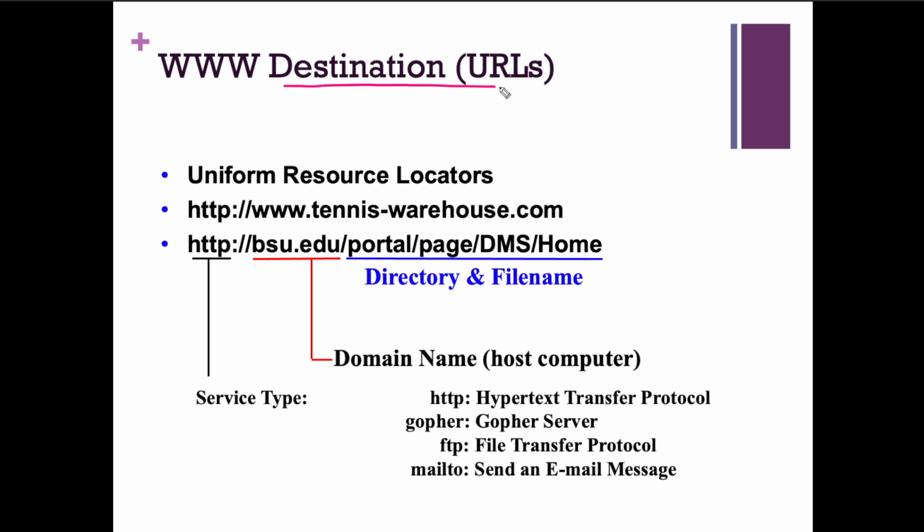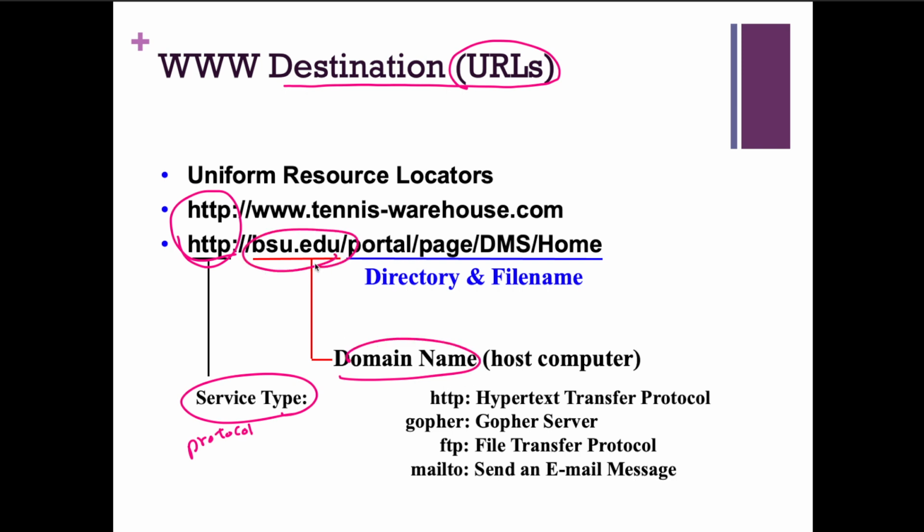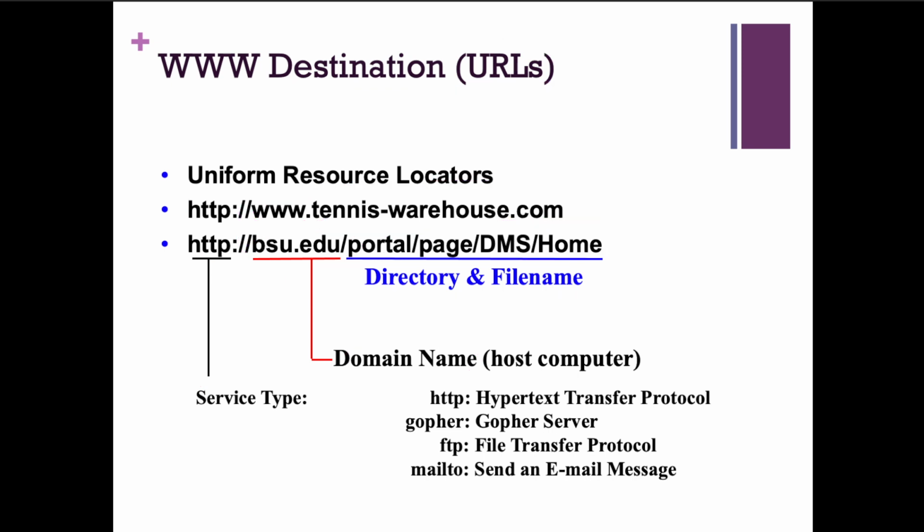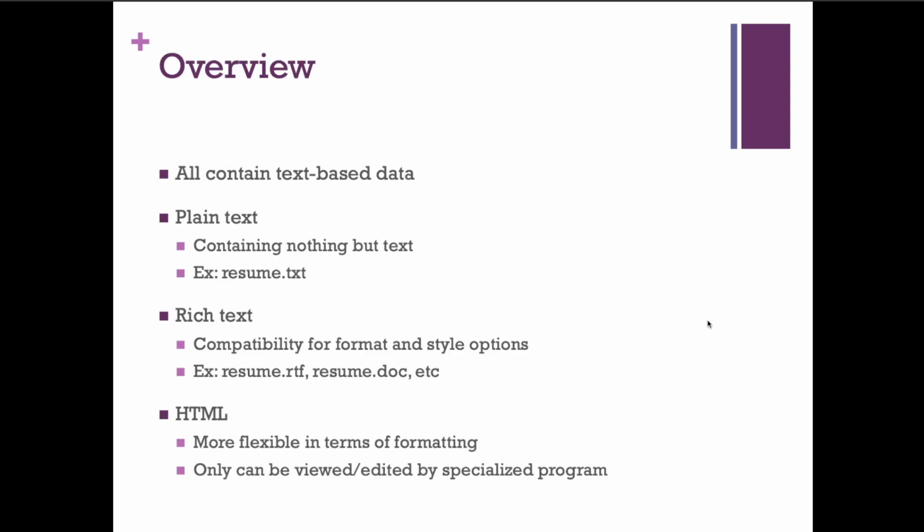This URL consists of the service type, which is this part, or we can say the protocol, and the domain name, which is this part or this whole part, and directory or file names. Any web address we use on a daily basis is an example of this. All right, let's move on.